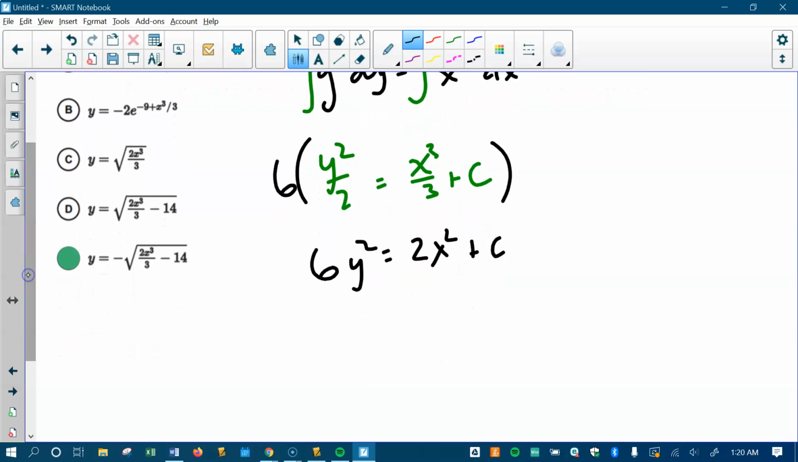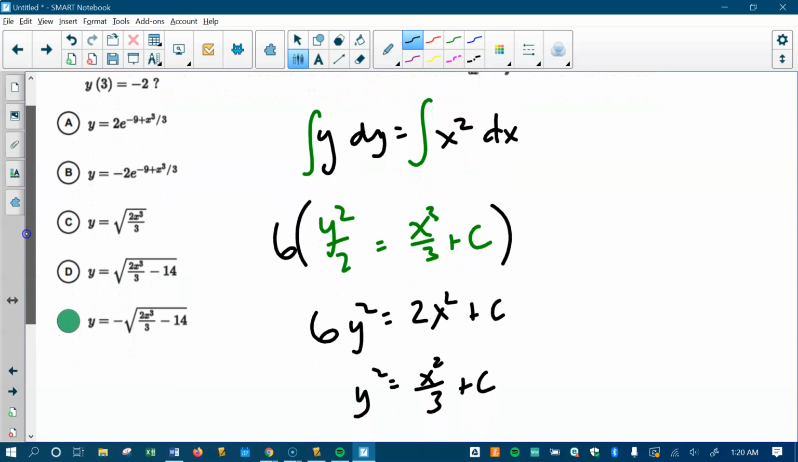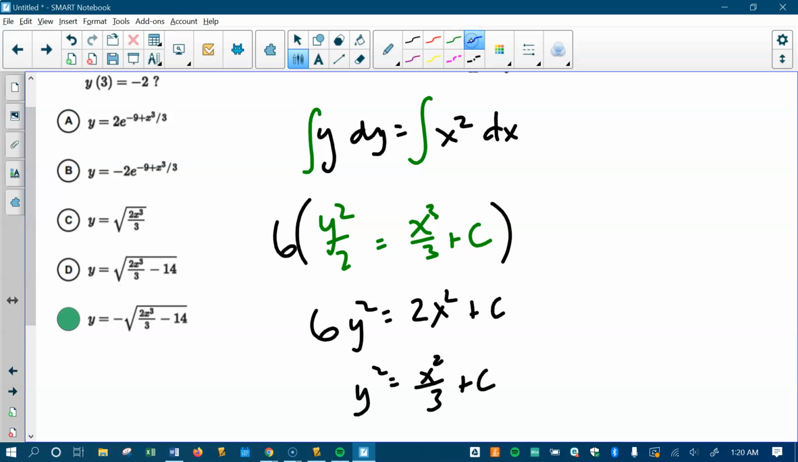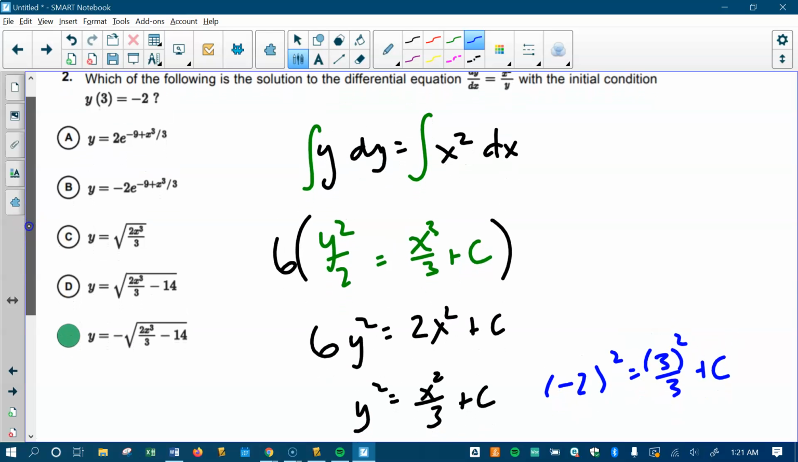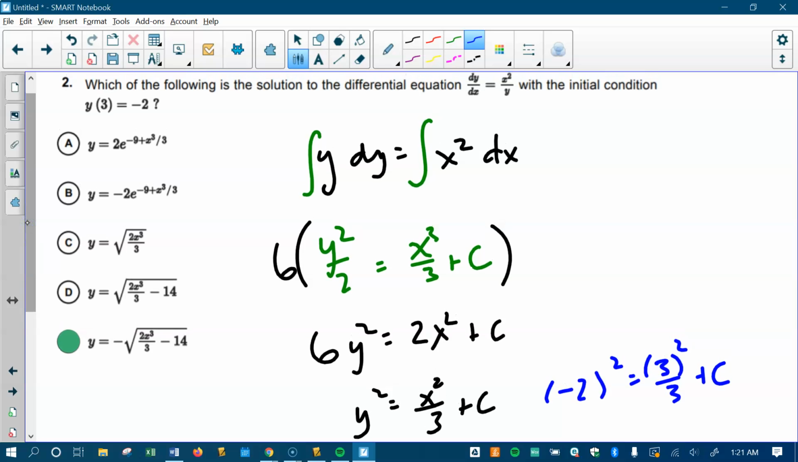Okay, and when you divide by 6, we get y squared equals x squared over 3 plus c. Now let's get the initial condition. So when we plug in 3, we get negative 2 for y, so negative 2 squared equals 3 squared over 3 plus c. Let me just check the work on that and make sure that's correct. Yeah, negative 2 is y, and 3 is x.